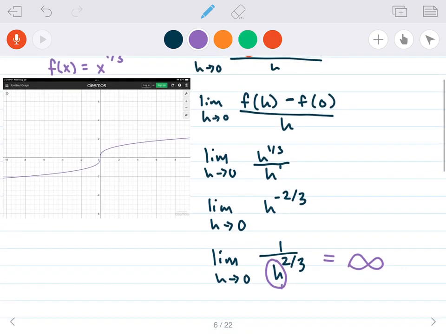And you can further prove this to yourself by seeing what happens as h gets closer and closer to 0. We'll see that this thing is going to get bigger and bigger. So there's no uniform number that the slope is approaching here.